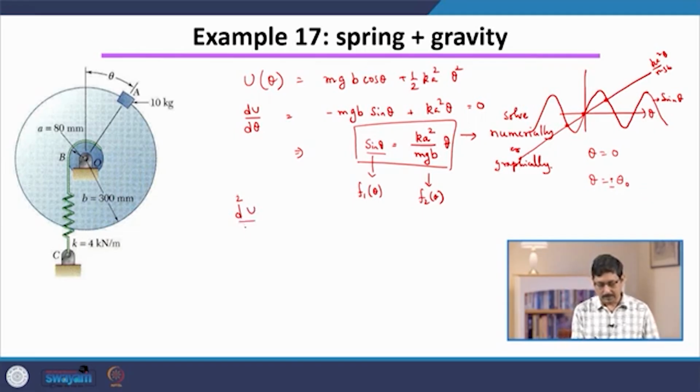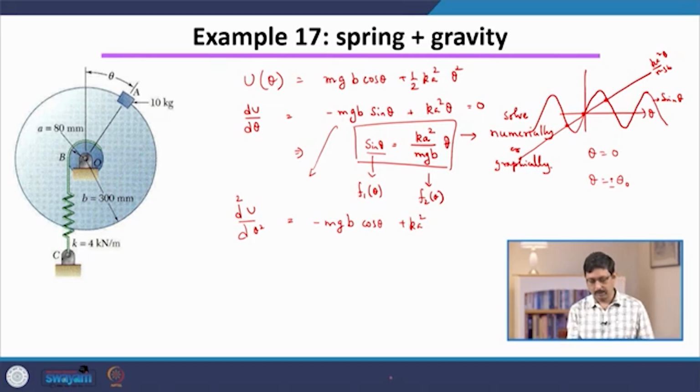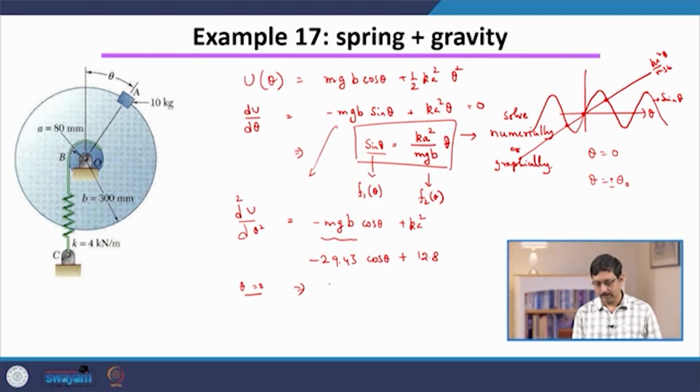Now, let us calculate the second derivative. The second derivative from this equation is minus mg b cos theta plus k a square. From the given values, if I plug them in, we get minus 29.43 cos theta plus 12.8. If I take theta equal to 0, it is easy to check that this is negative, which means this is an unstable solution.